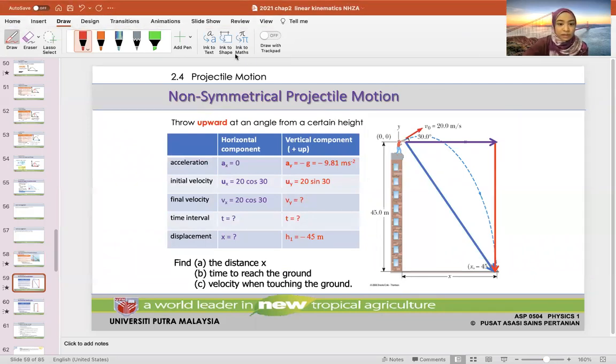Non-symmetrical projectile motion, thrown upward at an angle from a certain height. Okay, so here, for the previous example, the airplane, we started off with 100 at the top and 0 at the bottom.